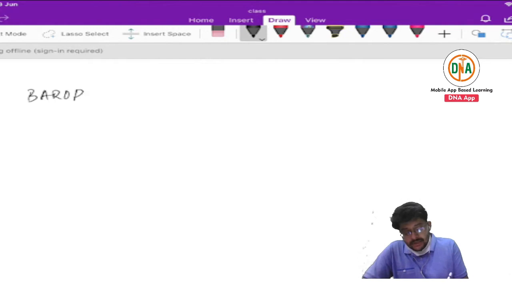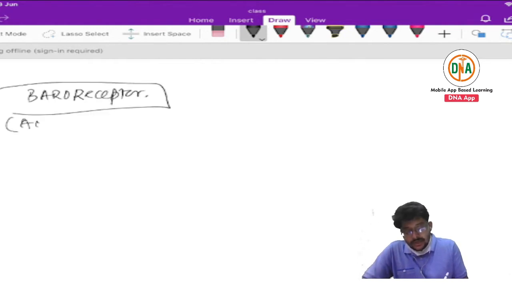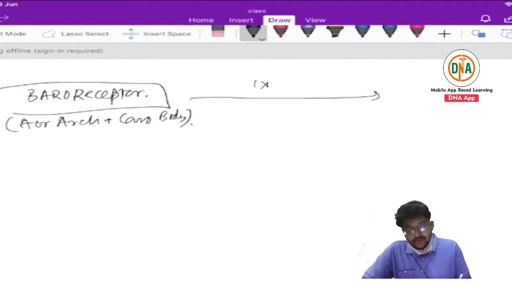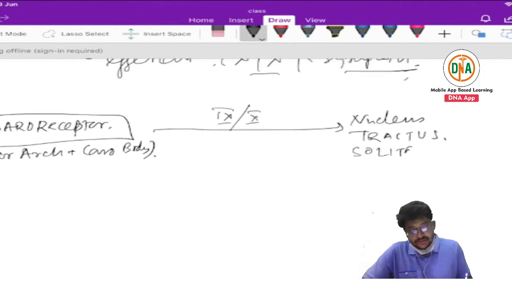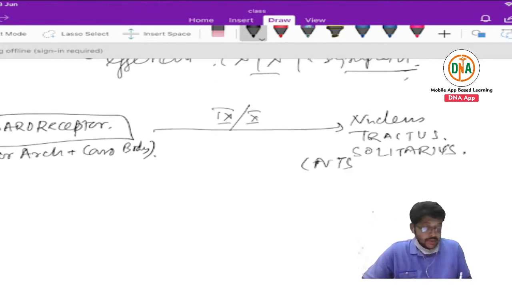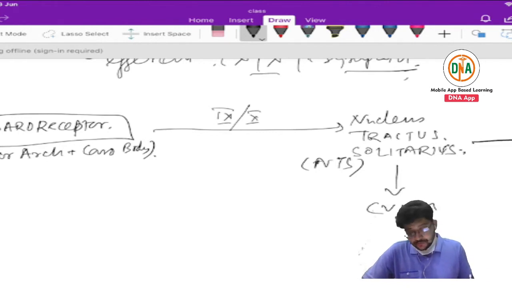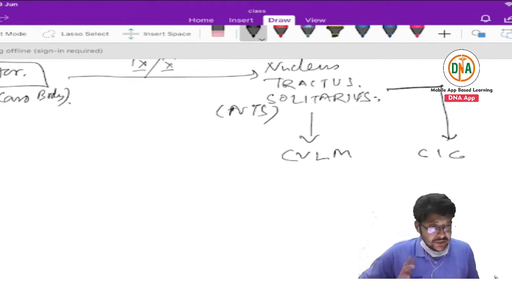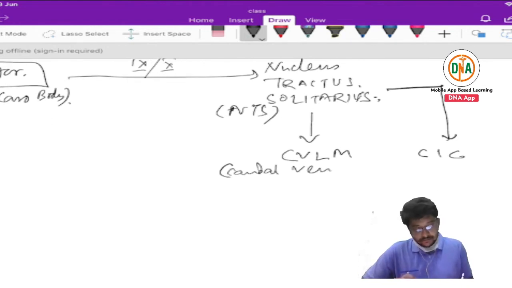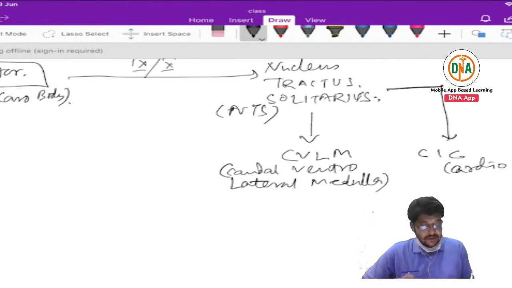Suppose the baroreceptors are here and they can sense the BP. They are in the aortic arch and carotid body. This baroreceptor signal will be carried by the 9th and 10th nerves and they will go to the nucleus tractus solitarius, NTS, present in the brainstem, which is actually a nucleus of a lot of cranial nerves. Nucleus tractus solitarius will directly come to two zones. One is CVLM, caudal ventrolateral medulla, and the other is CIC, cardioinhibitory center.